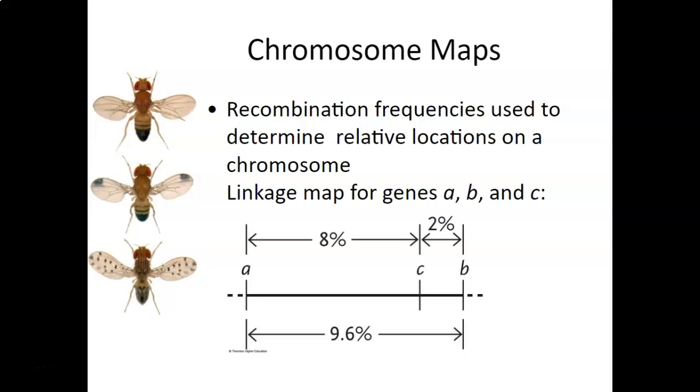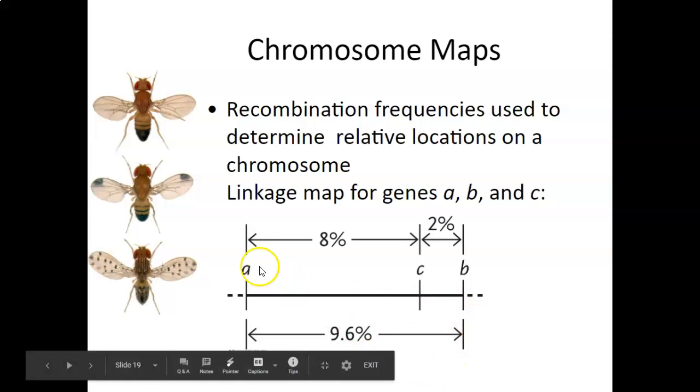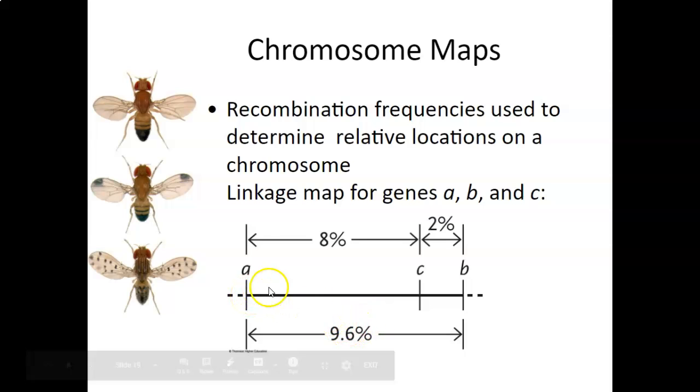Now, I've been talking about these linkage maps and these chromosome maps, and I haven't really shown you what that means. And so this is what that really looks like. So you use your recombination frequencies to determine your relative location. So if you have a high recombination frequency, the genes are further away from each other. In this case, you could say gene A and gene B have a recombination frequency of 9.6, so they would be 9.6 map units away from each other.